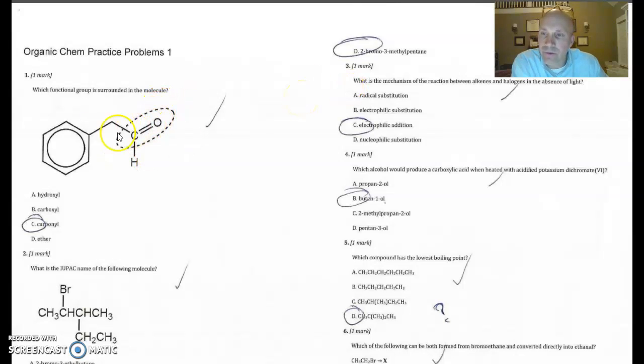So I'm just going to quickly go through the solutions to the organic chem practice problems. All right, so first, what's the functional group shown? That would be a carbonyl. Remember that carbonyl just specifically refers to the C double bond O. You would see them in aldehydes, esters, ketones, anything that's got that particular part right there.